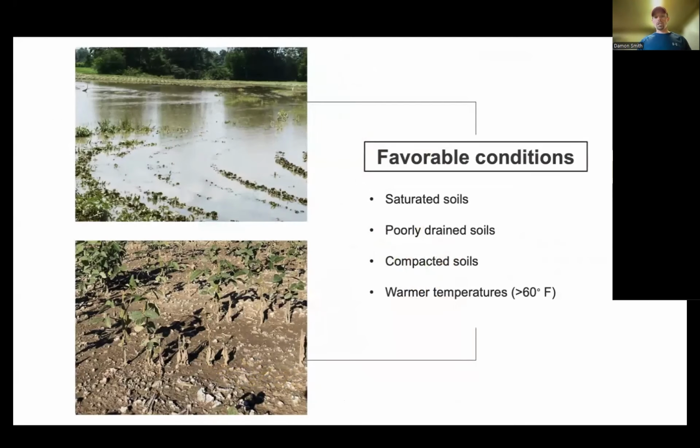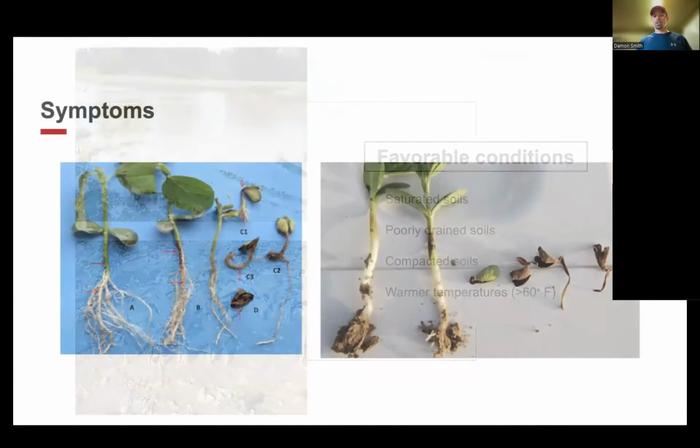So again, just to touch on the favorable conditions here: saturated soils, poorly drained soils, compacted areas of the field, and warmer temperatures, although I'll talk about Pythium here in a minute. There's really a Pythium for every temperature. So I don't get as worried about the whole temperature thing, but it's really all about how much saturation we have in some of these heavier soils, especially.